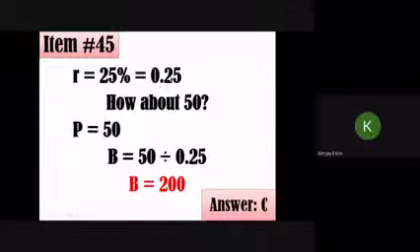But in your case, if you use fractions, for example, 25% is 1/4. 50 divided by 1/4. So if you divide by 1/4, it's the same thing as multiplying by 4. So 50 times 4 is still 200. That is if you used fractions. Next number.